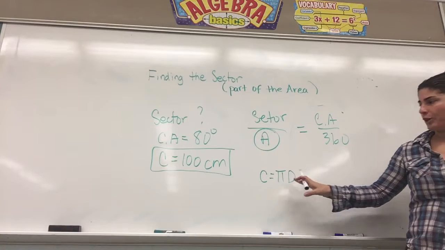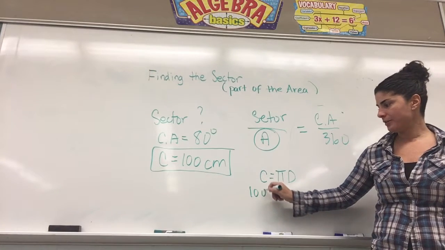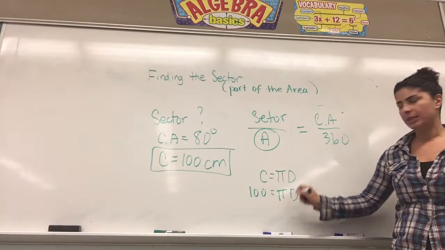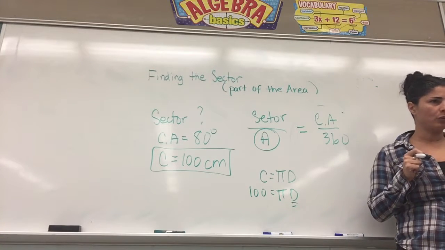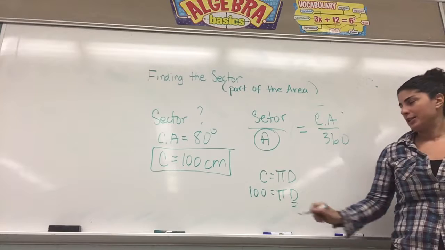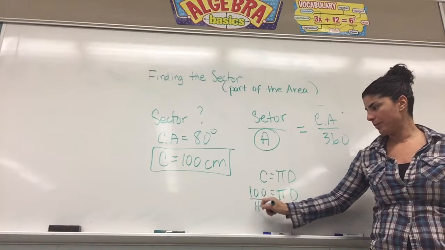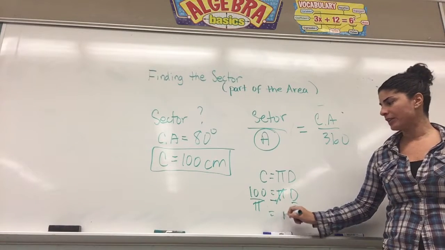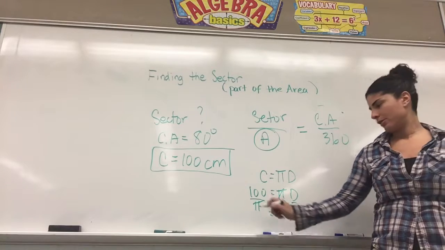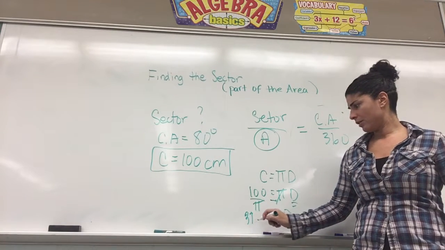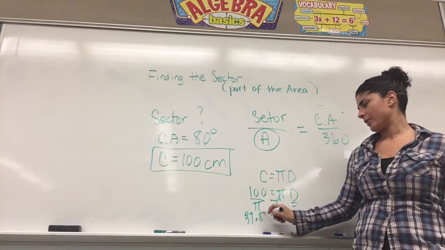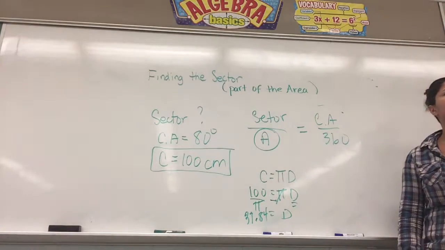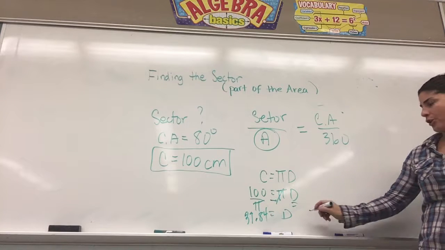Divide pi over. Okay, but wait. So fill in what you know. C equals 100. And you want the diameter alone. So what are you going to do? Divide by pi. Which leaves me with the diameter of 31.84. Okay, doesn't matter. 31.8, 31.84.